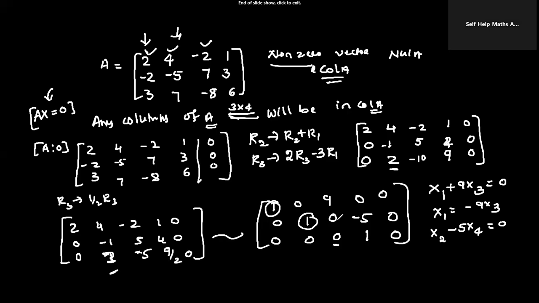Oh, I'm sorry, it should be -5 here, and it is 0 here. Please make a note. This is -5 here. So therefore x2 minus 5x3 equal to 0, and from here it is x4 equal to 0. All right, so therefore what I get here, x2 is equal to 5x3, and here x3 is free, and x4 is equal to 0.